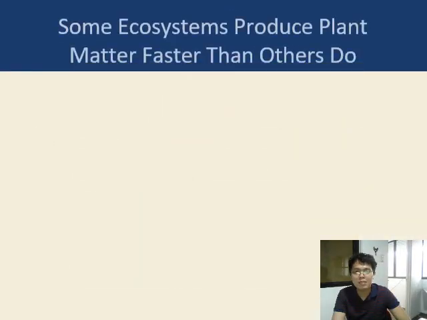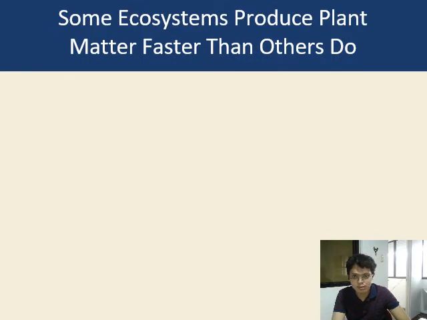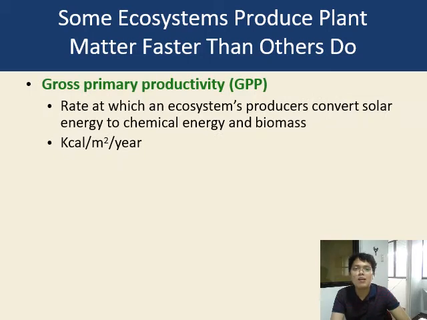Now, some ecosystems produce plant matter faster than others do. So the rate of an ecosystem's producers converting energy into biomass is what we call the gross primary productivity, and it is measured in kilocalories per meter squared per year. Now, GPP is a key measure of carbon mass flux in carbon cycle studies, which is the total carbon fixation by terrestrial ecosystems through vegetation photosynthesis.